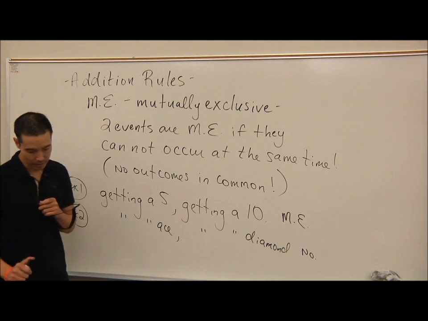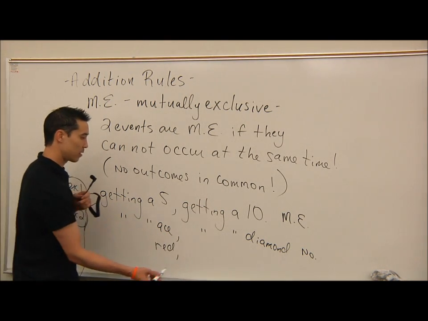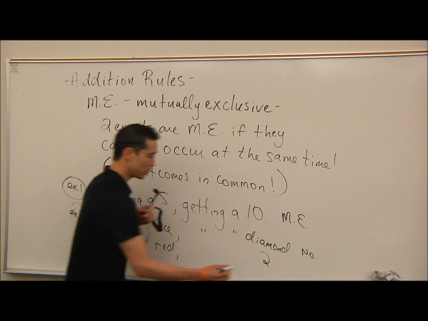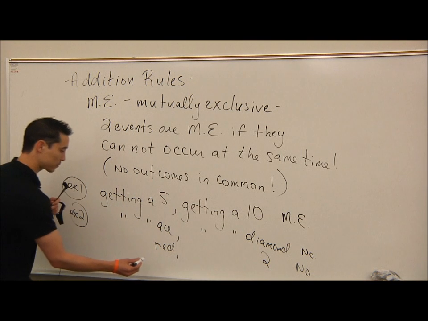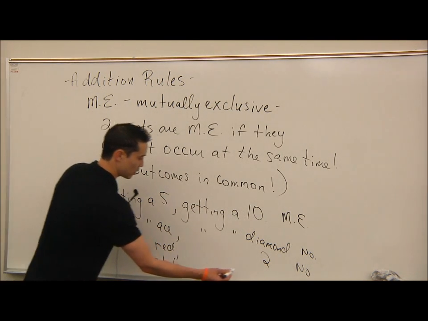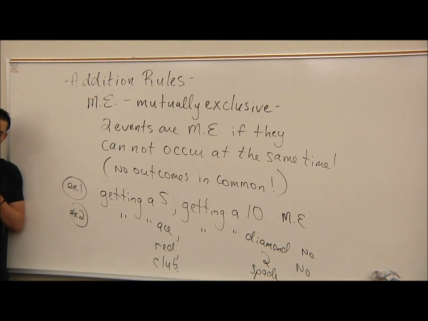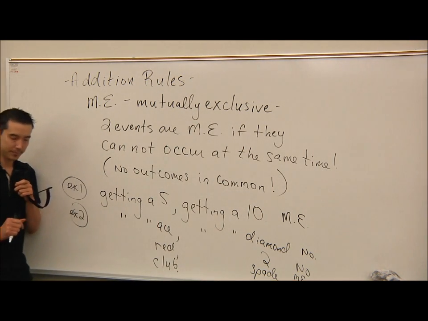All right, example 3. Getting a red card, getting a 2. Are those two events mutually exclusive? No, because you can get a red 2. In fact, how many red 2s are there? 2. So no. And finally, the last example, getting a club and getting a spade. Are they mutually exclusive? Yes. You can't have one card that is both a club and a spade. So this is ME. All right, does everybody understand that?